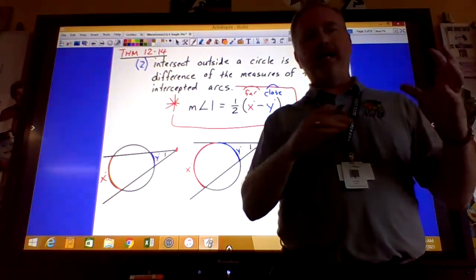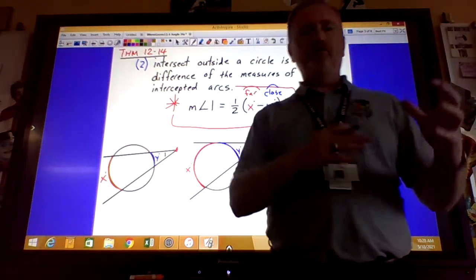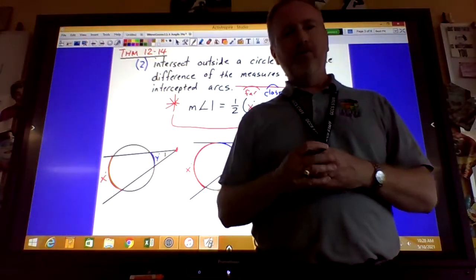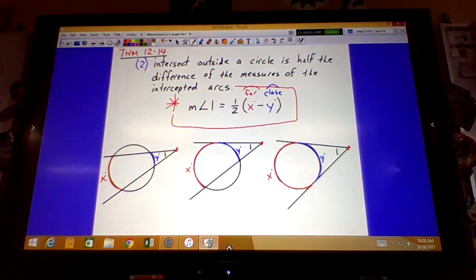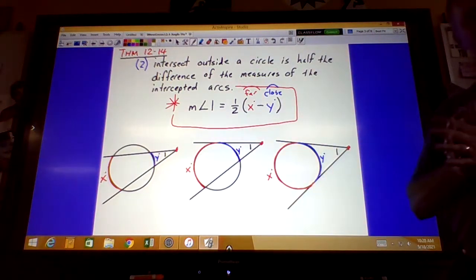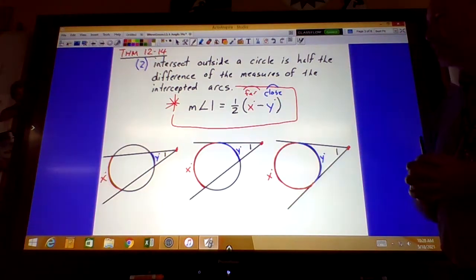So when you subtract, you always get a positive number. If you subtract and get a negative number, you know you have your arcs in the wrong order. All right, so hit pause if necessary, and we're going to do a few sample problems.